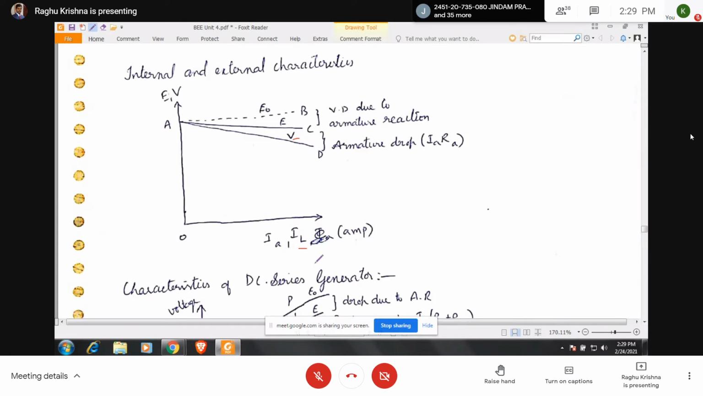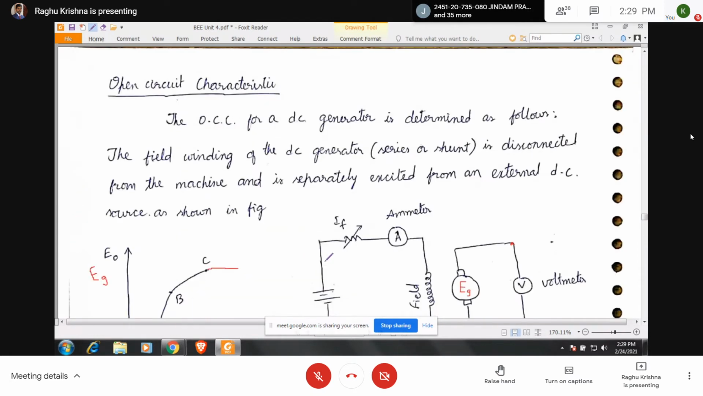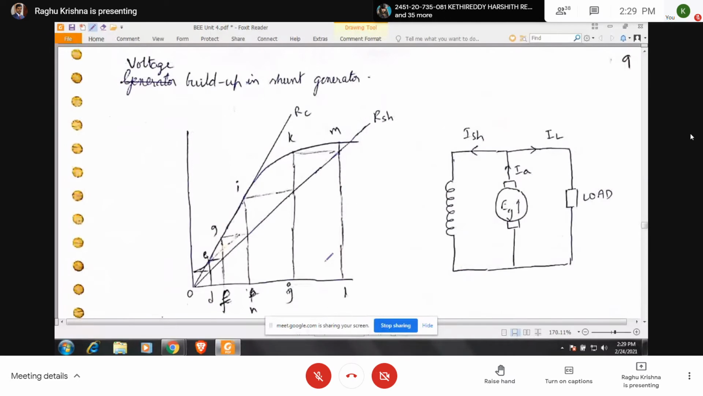Now let us see the EMF. Voltage build up in a shunt generator. Let us take a shunt generator and study how voltage is built up in it. Here you can see a shunt generator. We have taken a shunt generator and rotated the armature by some external means with a constant speed.